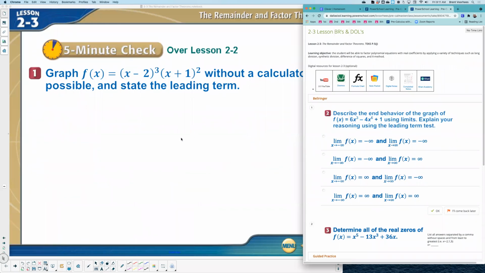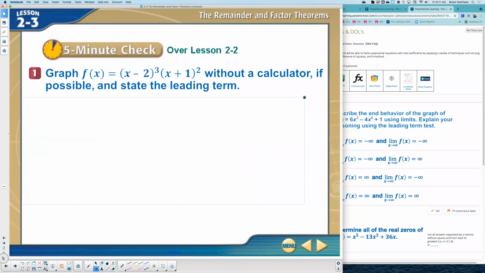Okay, like I said, lesson 2.3. So let's take a look at number 1 here. It says, try to graph this f of x without a calculator if possible and state the leading term. This is just kind of a review from last class. But what I want you to know about leading terms: the leading term was the term that does what? Has the highest power.